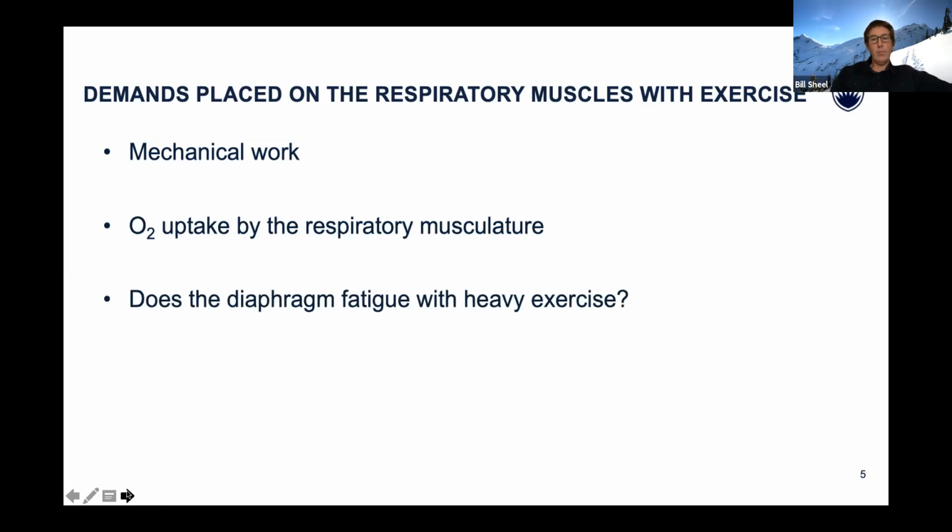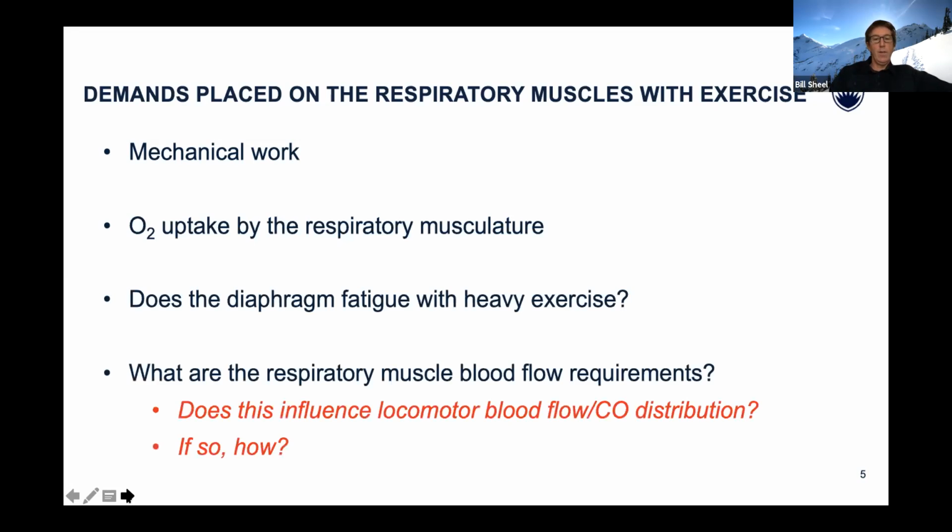Then we'll come to the question: does the diaphragm, as the primary muscle of inspiration, fatigue with heavy exercise? And then what I'd like to do is end with some of the newer data that we've put together in the last year or two, addressing the following questions.